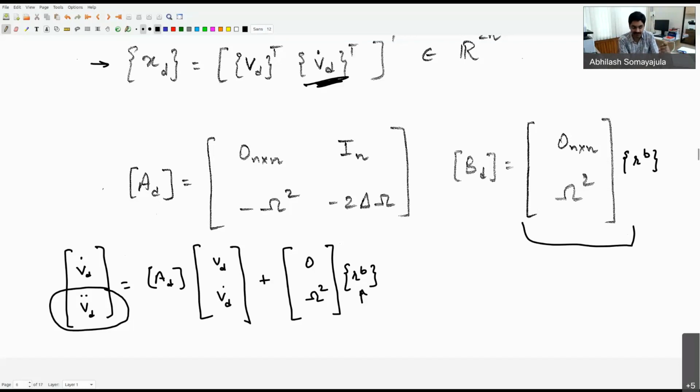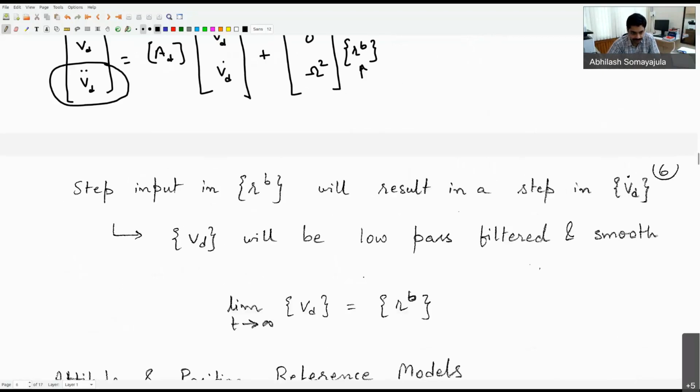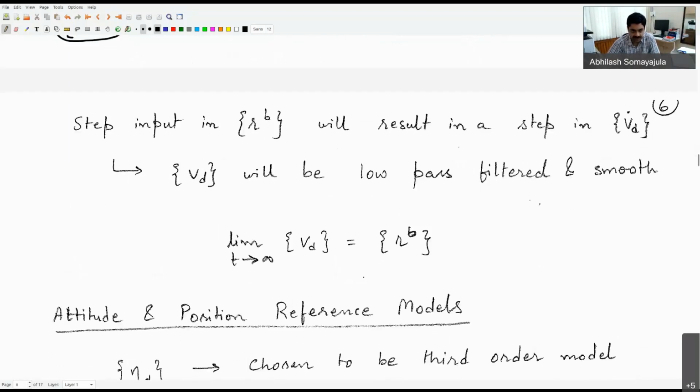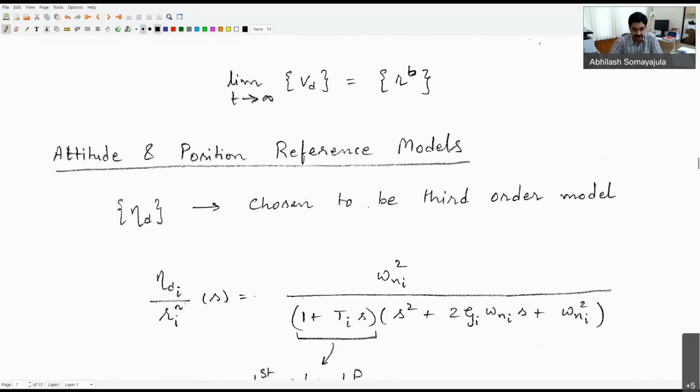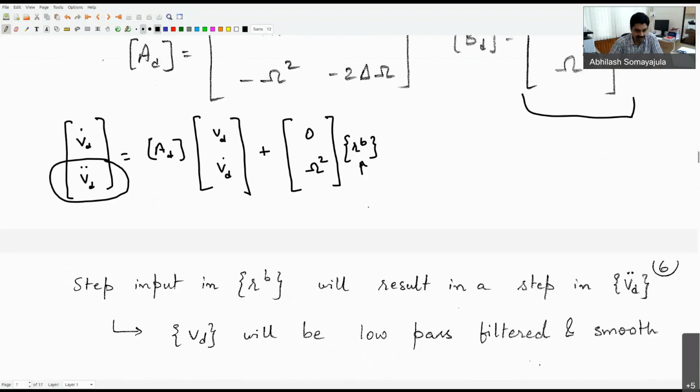Now what is happening, if I give a step input, it will slowly transition my VD from the existing value to the new value which is equal to RB as time tends to infinity. Okay, all right. So in fact, this is a mistake here, this should be VD double dot. It will result in a step input in VD double dot. Okay, so that is what a velocity reference model is.